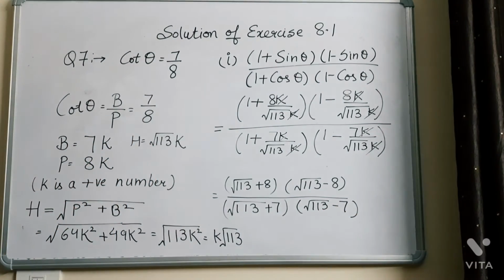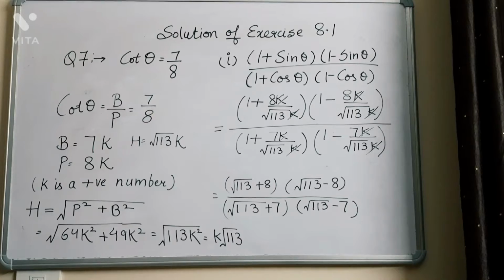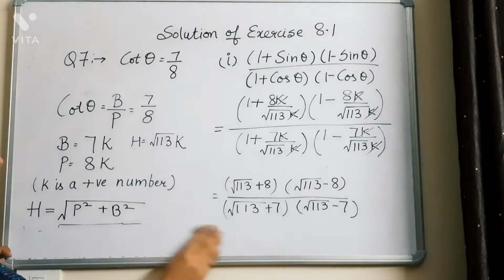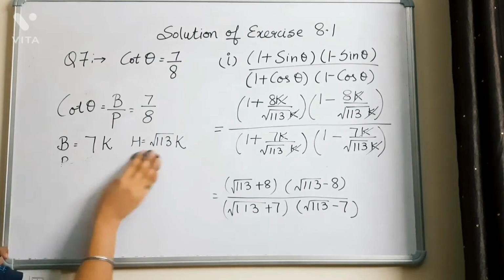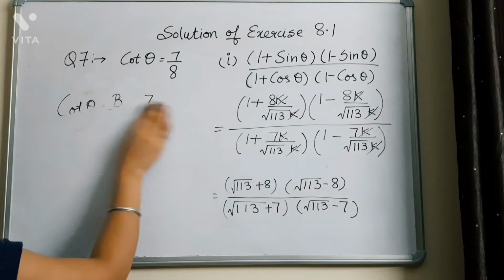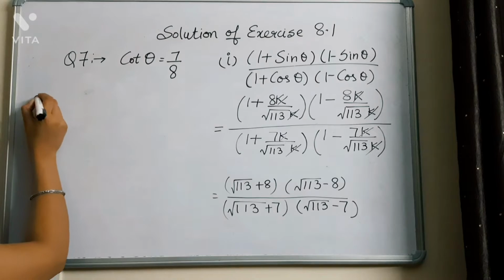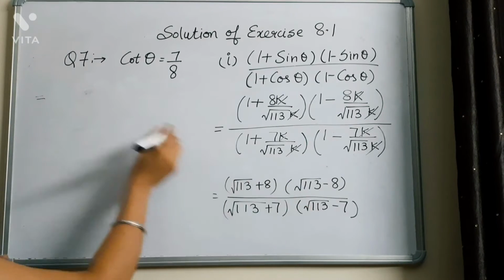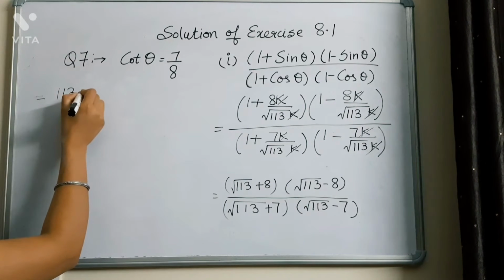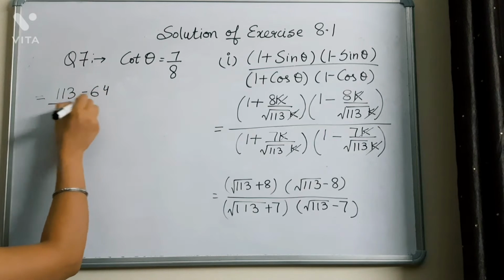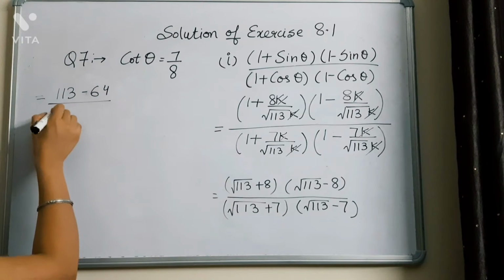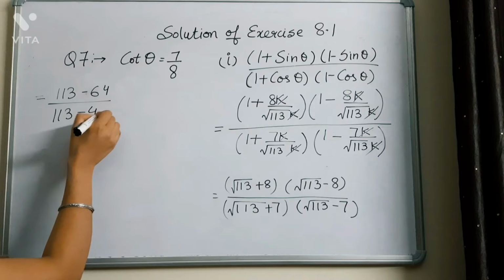Now which property can be applied here? a plus b into a minus b. What is a plus b into a minus b? Yes, it is a square minus b square. So do the further steps here. A plus b into a minus b is a square minus b square, divided by, here again, a square minus b square.